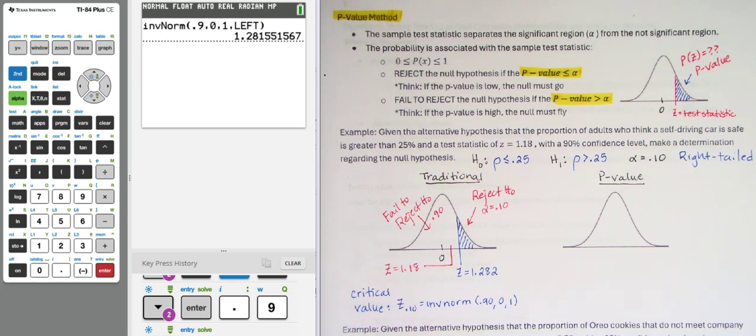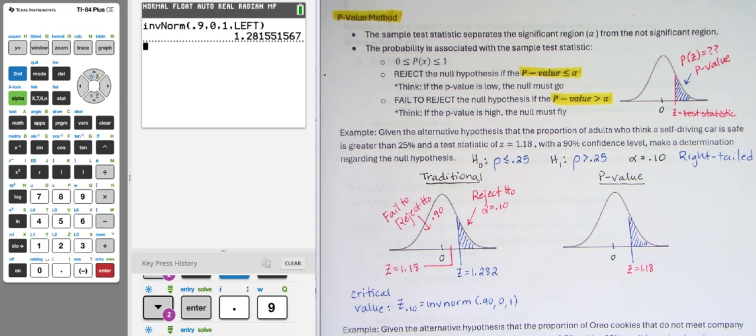Let's look at how we would make a determination using the p-value. Both of these tests must yield the exact same determination. So it doesn't matter which test you are doing or which test you're asked to do, they must both give you the same answer. It's also a good way to check to see if you're on the right track, because if you do something wrong and you get 2 different answers, you need to check your work again.